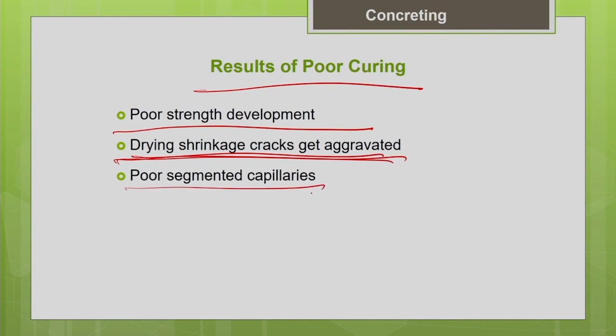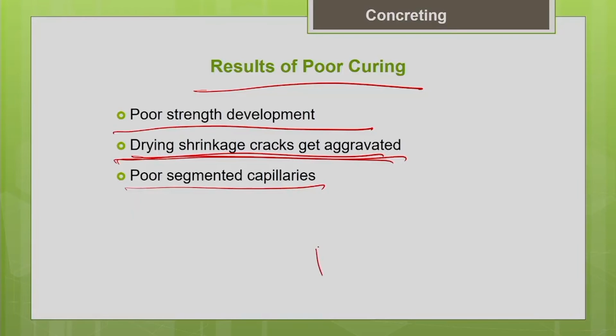And poor segmented capillaries: basically when you do curing, as it facilitates the hydration process, all your pores are getting filled with the hydration products. So, the capillary pores are filled with the hydration products, and as they fill, the pores are getting segmented. As the pores are getting segmented, the permeability of concrete is getting reduced. The concrete becomes more impermeable because the pores are filled with hydration products, and it results in segmentation of the pores.